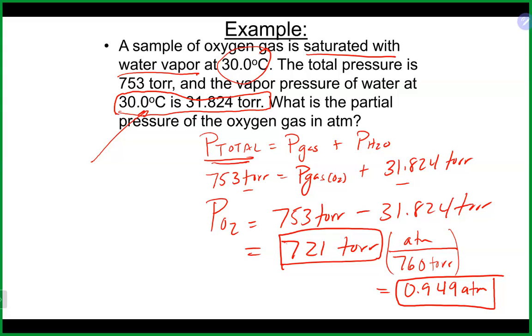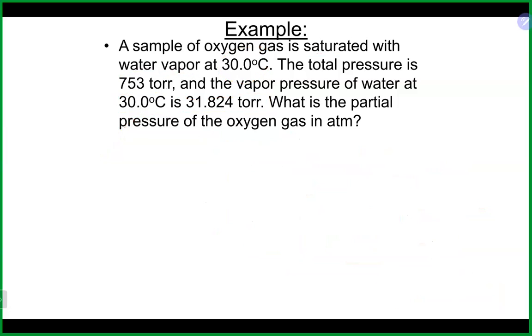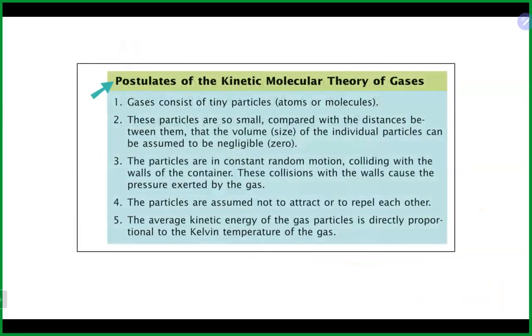All right, to finish up this chapter then, the kinetic molecular theory of gases are these parts. And we talked about a number of these things along the way. Let's talk about what these different parts are, and also what makes it an ideal gas. So gases, as we talked about, consist of tiny particles. They can be atoms or they can be molecules. These particles are so small compared to the distance between them that the volume of the individual gas molecules is assumed to be zero and negligible.